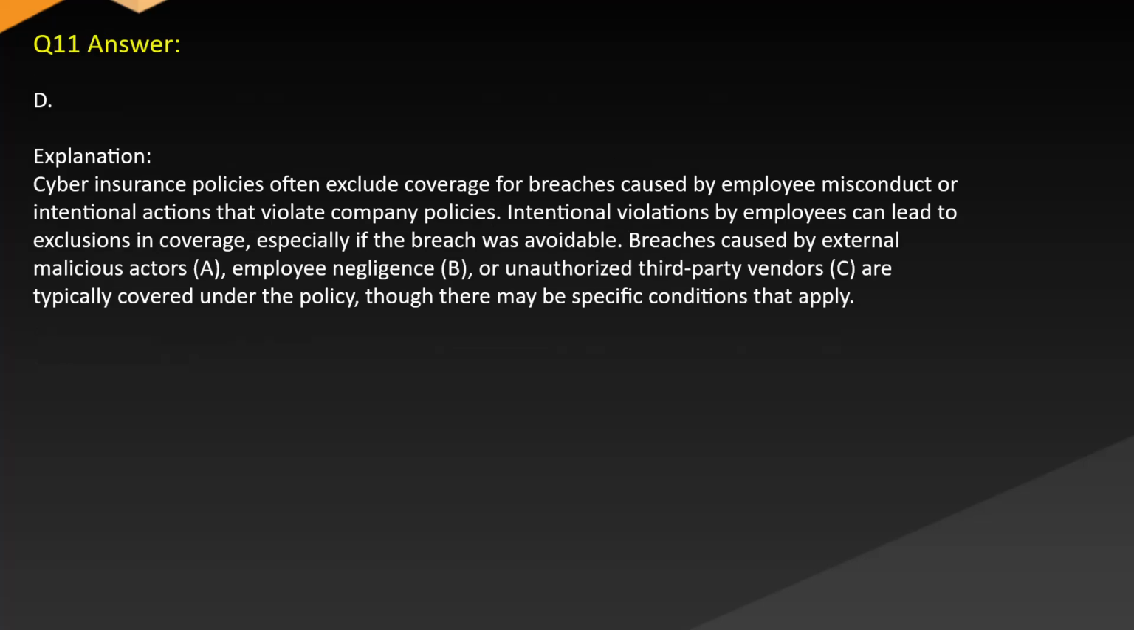Answer: D. Explanation. Cyber insurance policies often exclude coverage for breaches caused by employee misconduct or intentional actions that violate company policies. Intentional violations by employees can lead to exclusions in coverage, especially if the breach was avoidable. Breaches caused by external malicious actors, A, employee negligence, B, or unauthorized third-party vendors, C, are typically covered under the policy, though there may be specific conditions that apply.